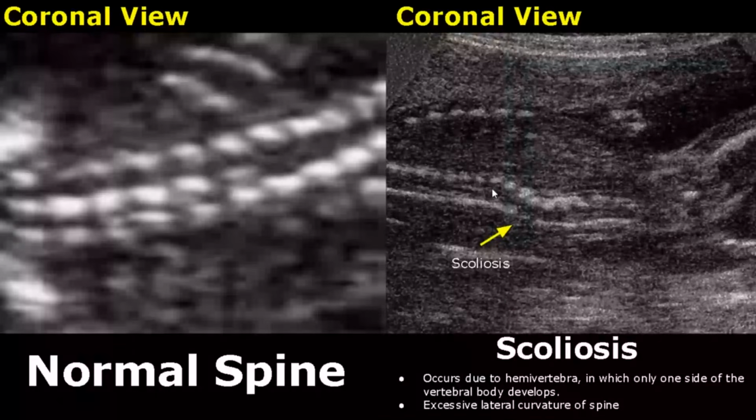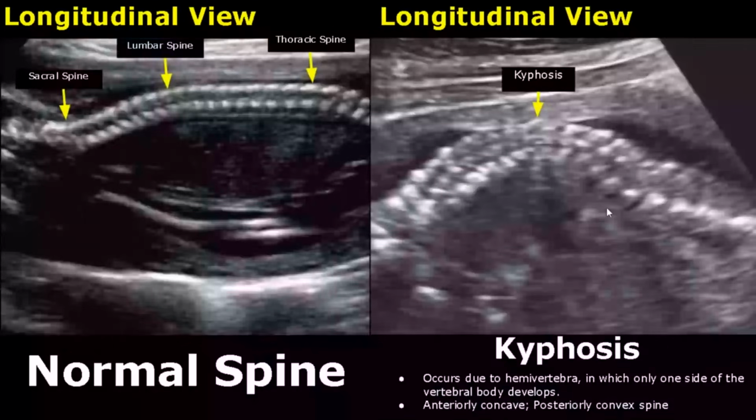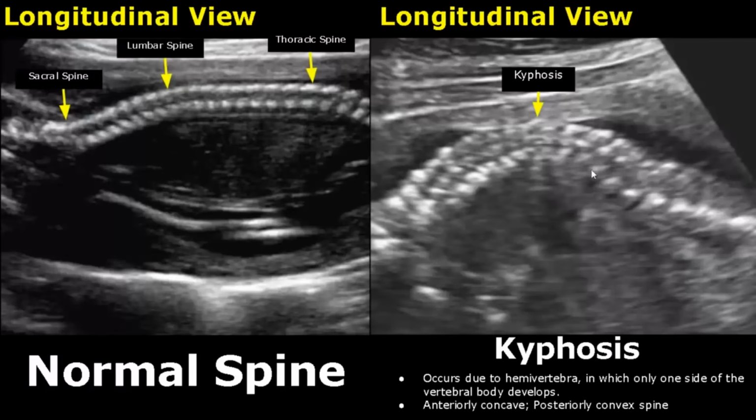In scoliosis, there is an abnormal lateral curvature of the spine. We can see that in this coronal view, there is lateral bending of the spine. In kyphosis, there is abnormal rounding of the spine. Anteriorly, the spine will be concave, and posteriorly it will be convex shaped. Both scoliosis and kyphosis occur due to hemivertebra, in which only one side of the vertebral body develops.